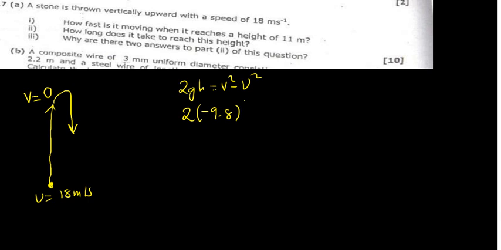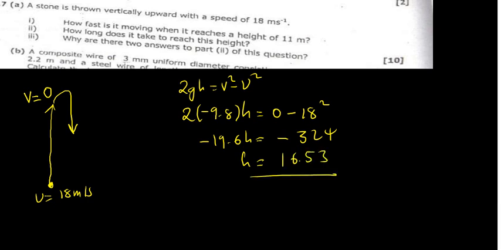And then h will be equal to the final velocity. We can see on the top, the final velocity is going to be 0. Then minus initial velocity, which is 18 squared. So 2 times negative 9.8 will be negative 19.6 h. That will be equal to 18 squared, so we have got a negative 324. To find h, it will be 324 divided by 19.6. And that is going to give us 16.53.